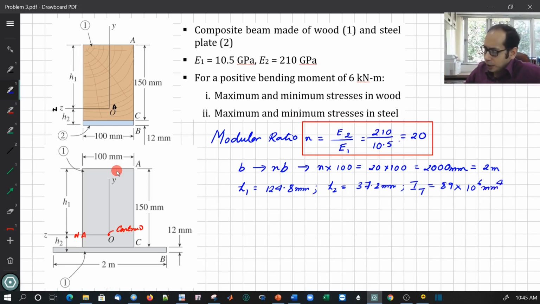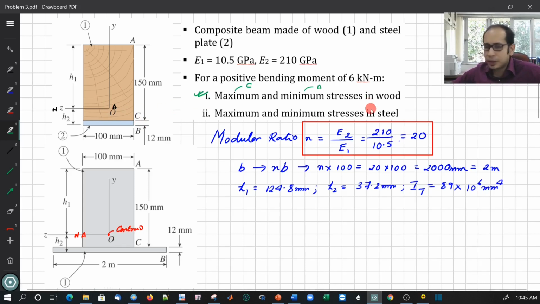Now let me go ahead and try to solve this first part, which asks for the maximum and the minimum stresses in the wood. The minimum stress means the compressive stress, which is the negative stress. The top part is the wood, so the minimum compressive stress is going to happen at the top. That is fairly straightforward to calculate. So the minimum stress in the wood occurs at A, at this particular point, and the maximum is going to happen here because the wood ends at this point C, so it's a maximum tensile stress at C. So the maximum is going to happen at C.